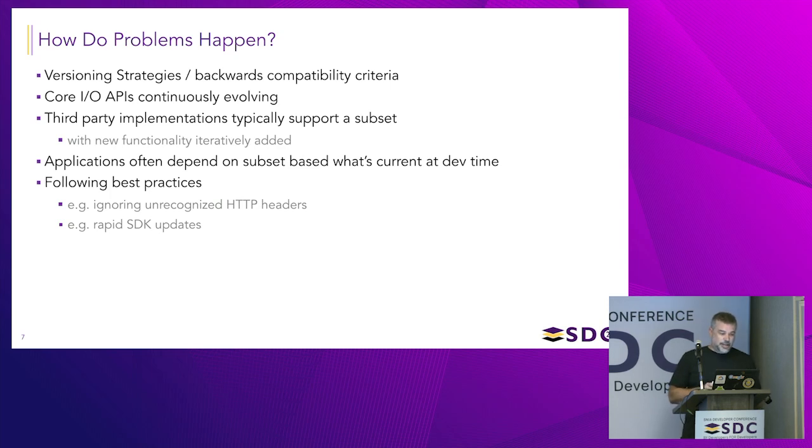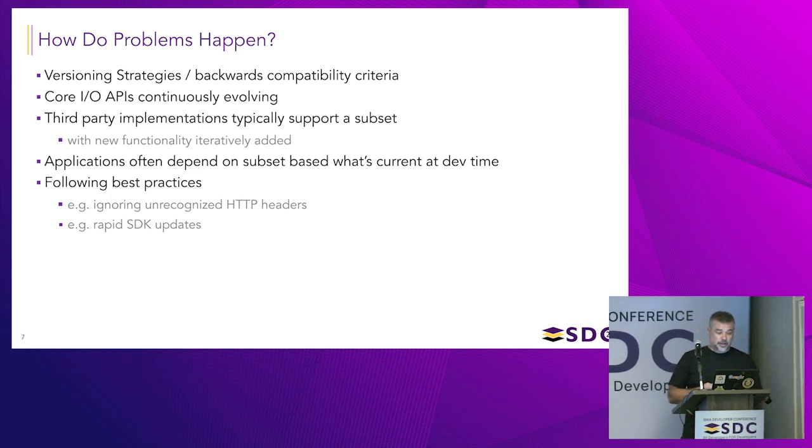It's also important to recognize that the core I/O APIs are continuously evolving, so any change in this area just increases the likelihood of an issue escaping all the way to the end user. Third-party implementations typically support a subset, and the missing piece is often discovered when it's way too late, after the application's been deployed and it's up and running.